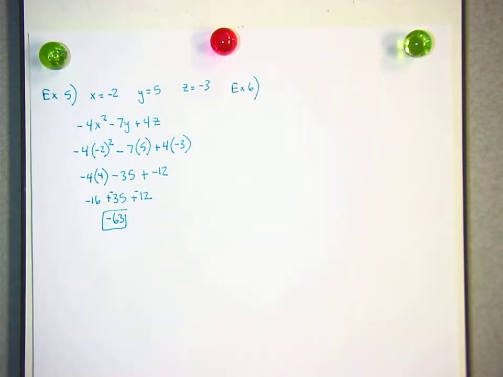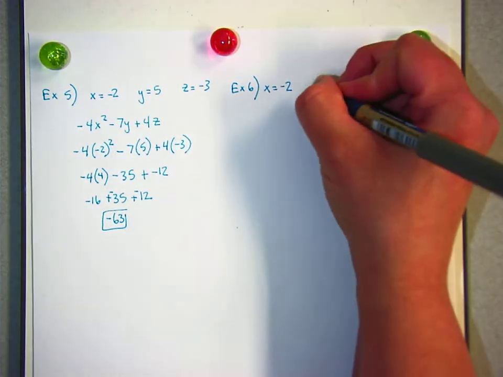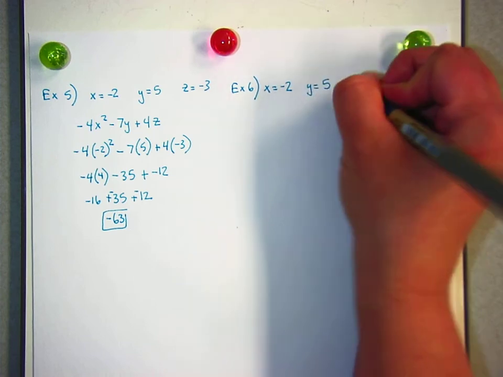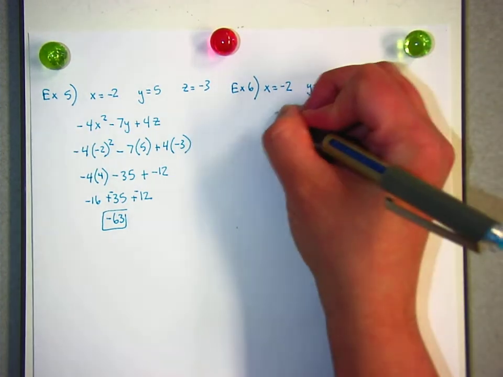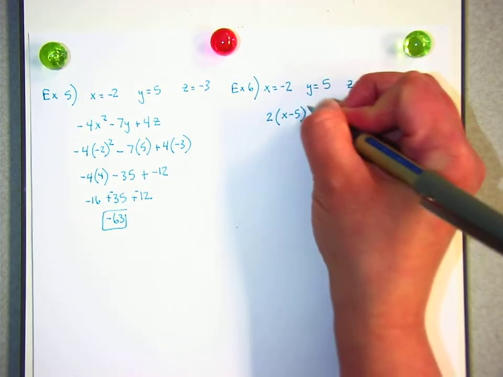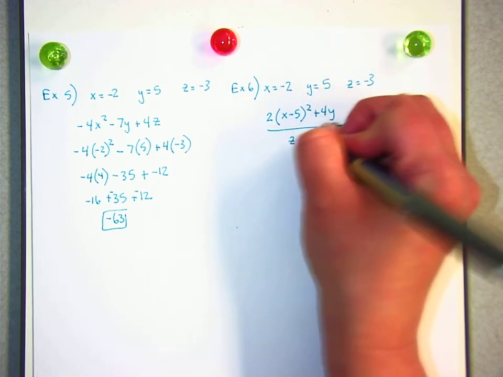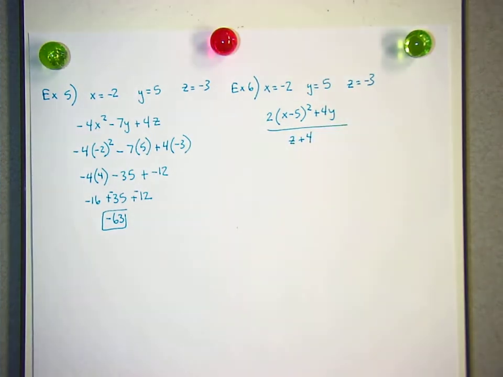Example 6. We're going to use the exact same variables. X is -2, just like before. Y was 5, and z is still -3. Only this time, the problem that you're doing on your own is going to be 2 times parentheses x minus 5 squared plus 4y, all divided by z plus 4. All right, pause and try it yourself.